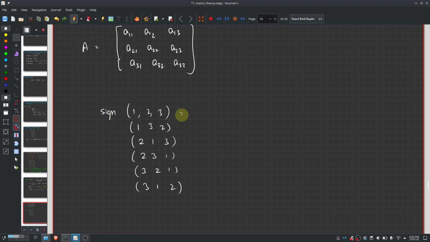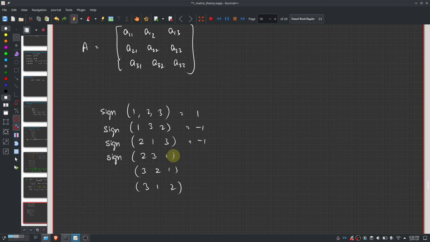What is the sign of this? It's equal to plus 1. The sign of 1, 3, 2: I need one swap. I just exchange 2 and 3 to give me 3, 2. What is the sign of 2, 1, 3? I just need to swap 1 and 2, so one swap is enough.